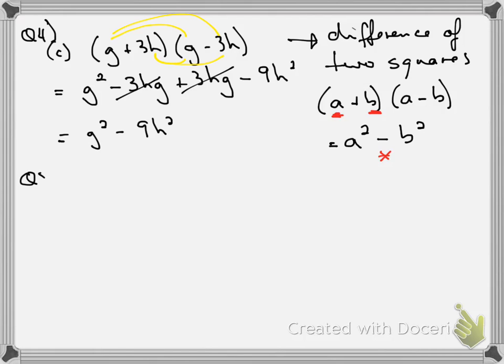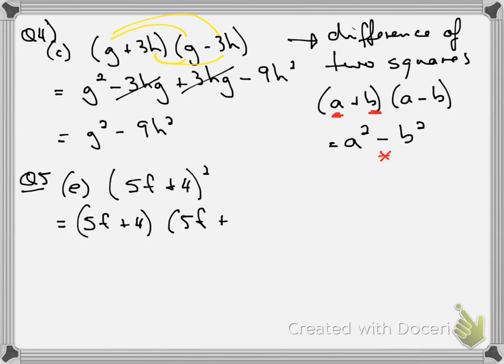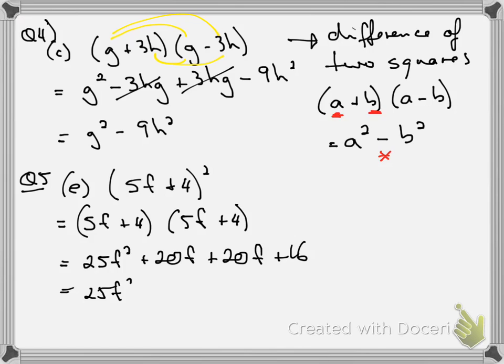Okay, question 5. We'll do question 5E, just a bit of a larger one. 5f plus 4 squared. We call this a perfect square. The long way to do it is this: 5f plus 4, 5f plus 4, and doing the same thing, expand the brackets, 25f squared plus 20f plus 20f plus 16, and you end up with 25f squared plus 40f plus 16.